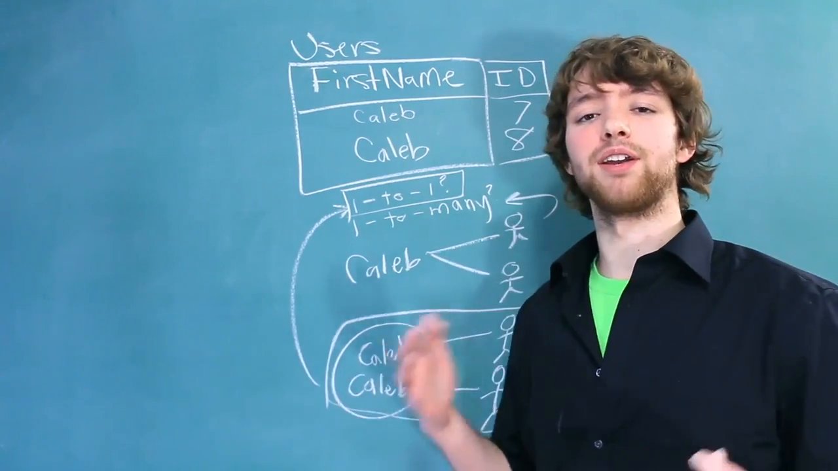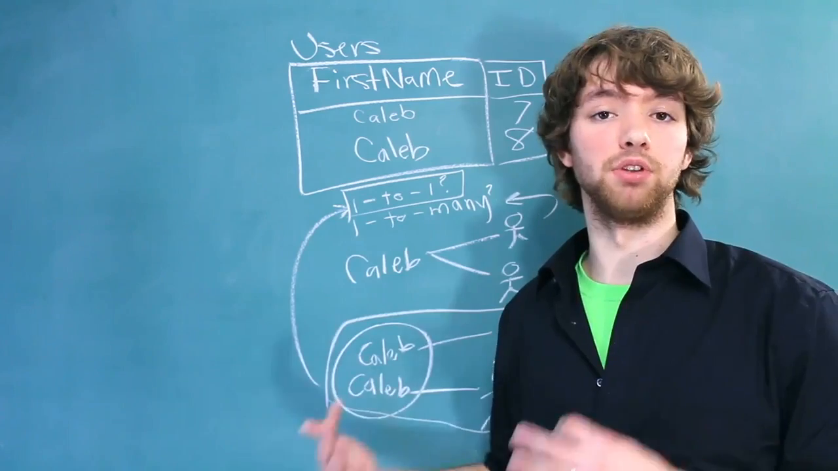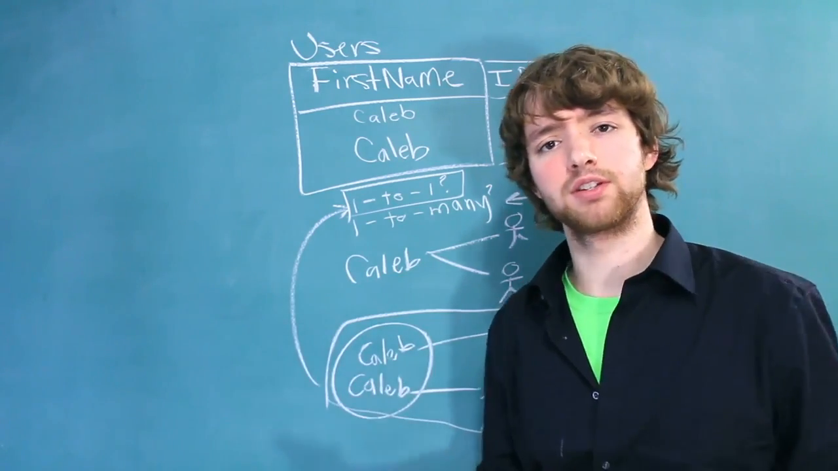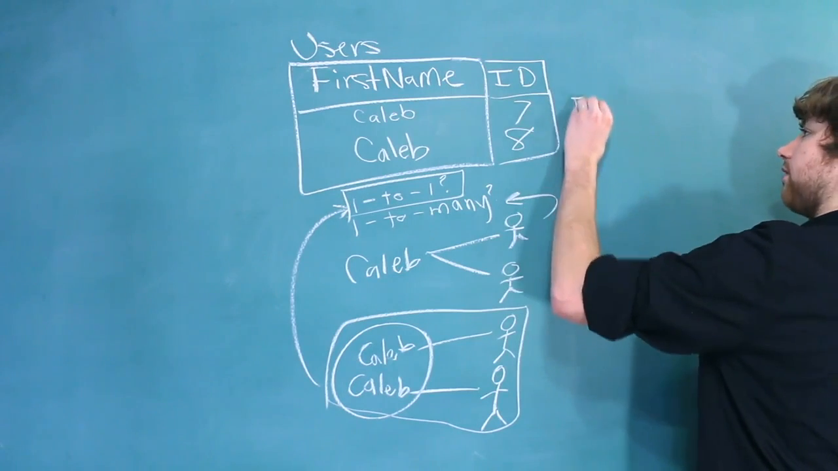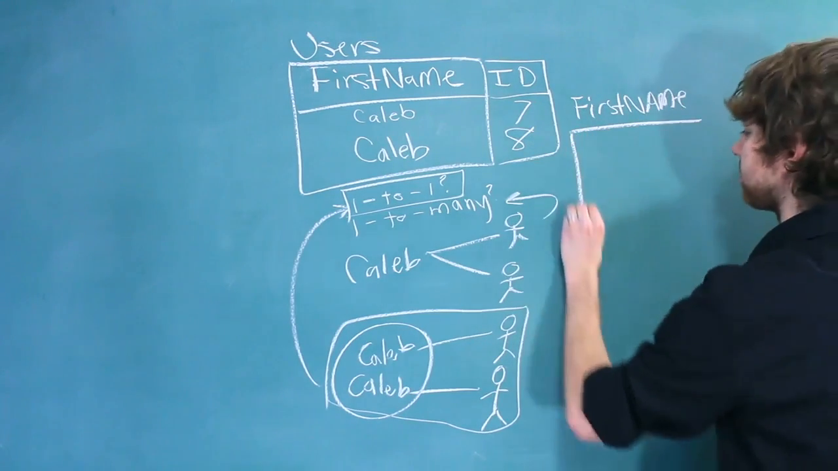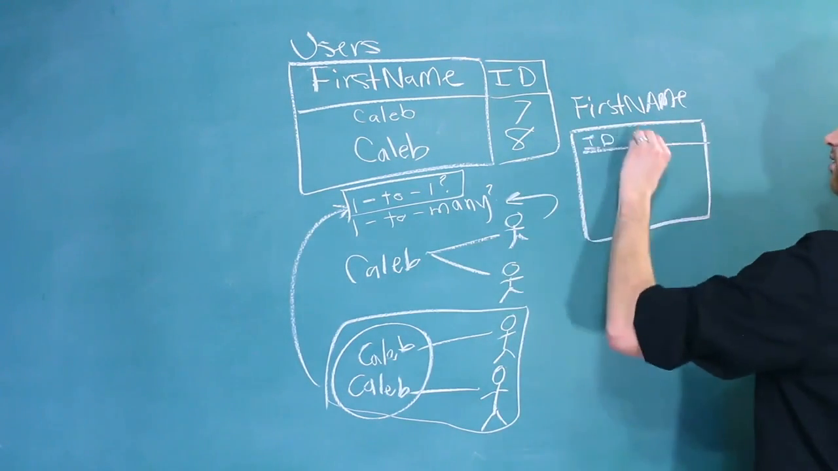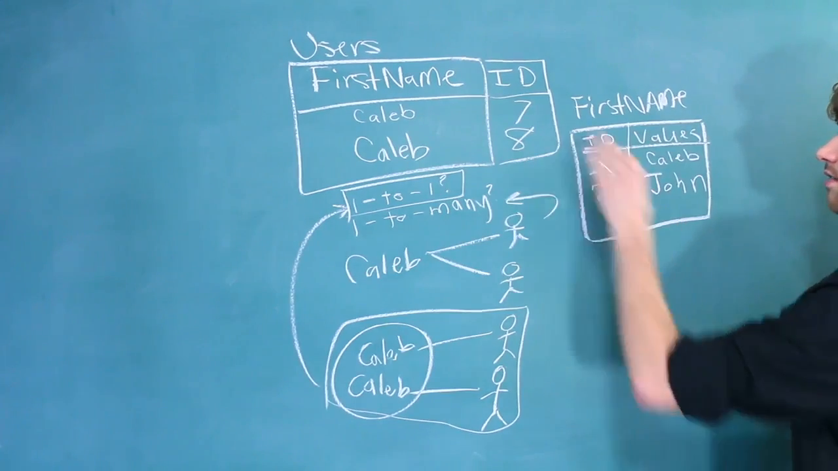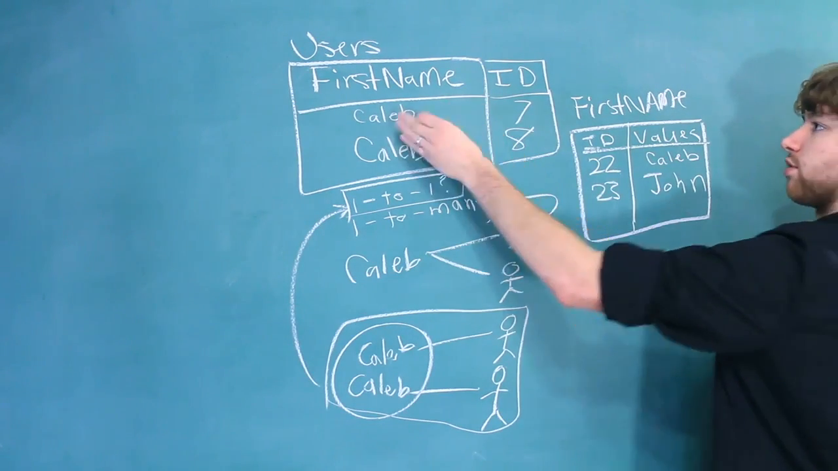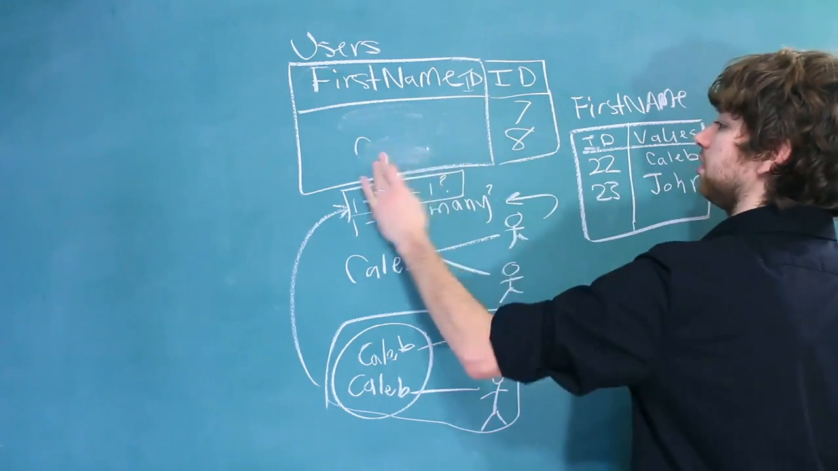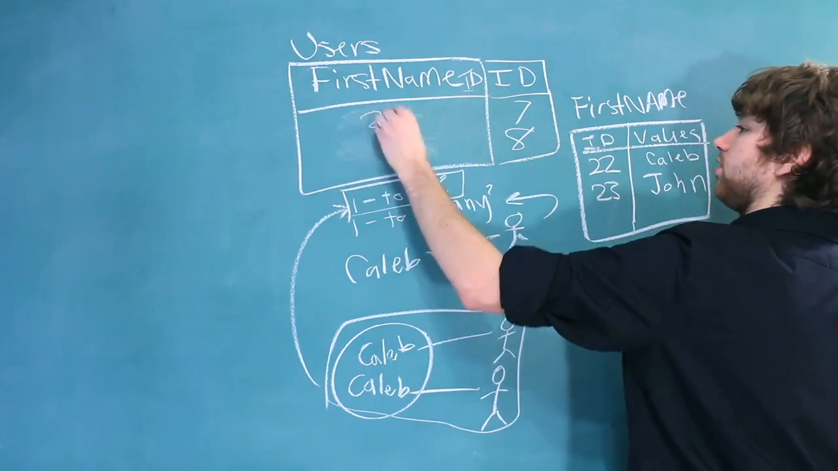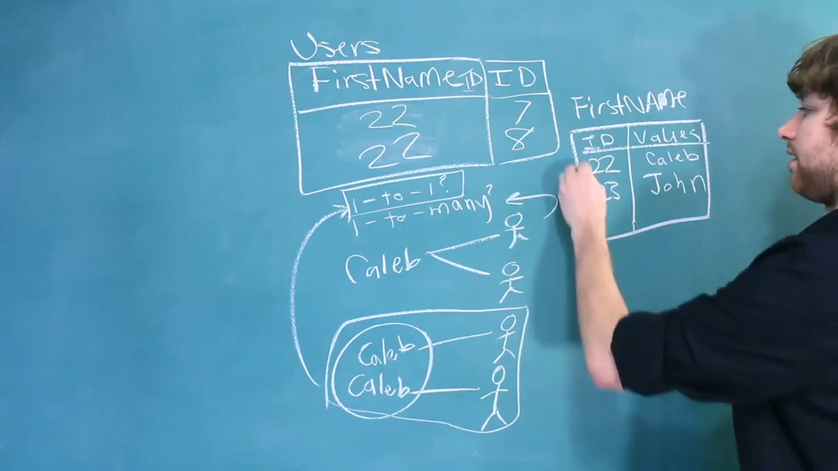But let's just think about it if it was a one-to-many relationship. How would we store this? Well, we would actually need a names table. So we would have something like first name, and inside of this table we'd have IDs and values. And then inside of this table, instead of having the first name, we'd have the first name ID, and we would replace Caleb with 22. But this is just a really bad design.